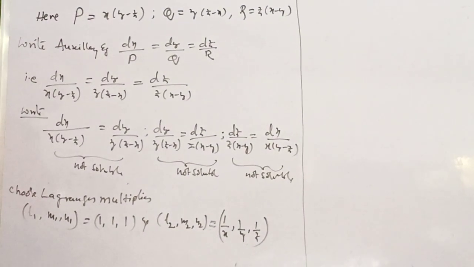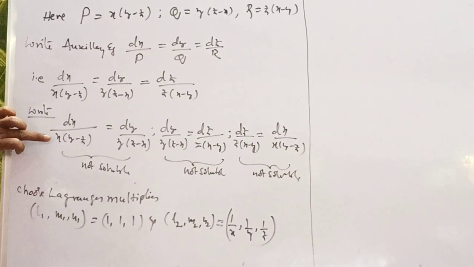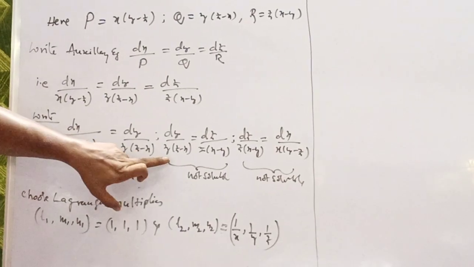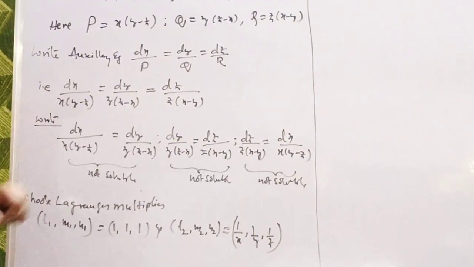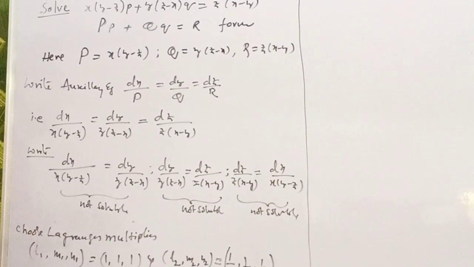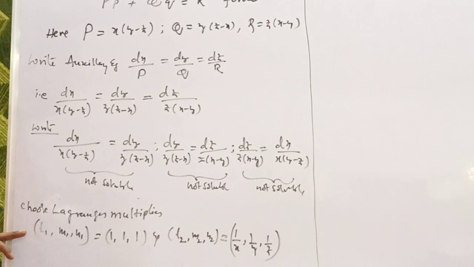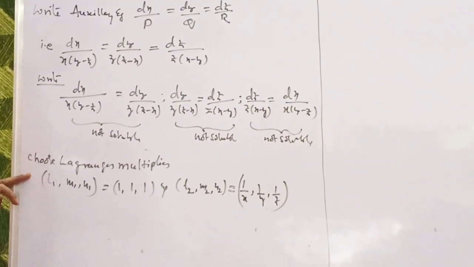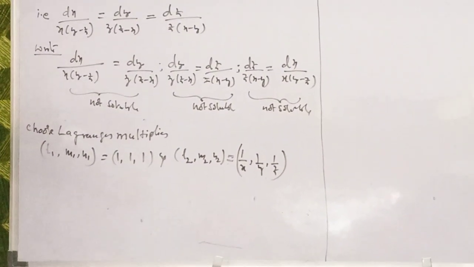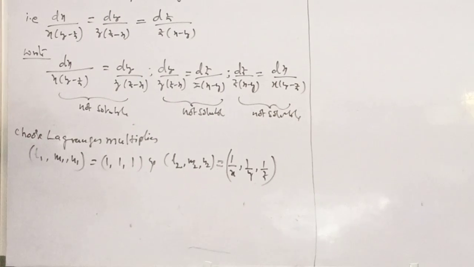Okay, and again we are observing here. This is not solvable, this is not solvable, and this is not solvable, but we require two solutions, so we are going to identify Lagrange's multipliers. Again, you observe how the Lagrange's multipliers are identified.